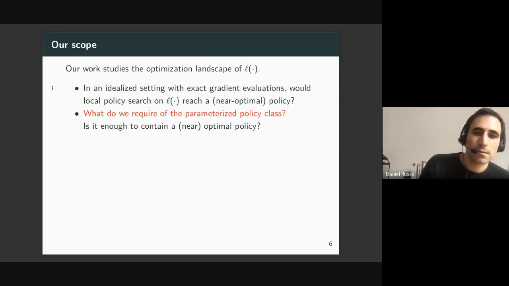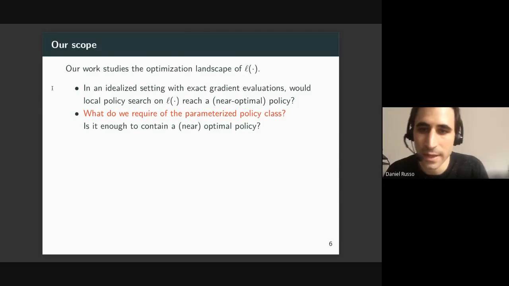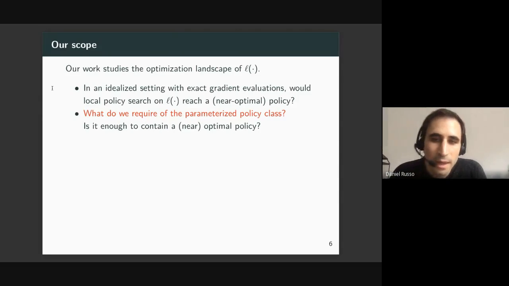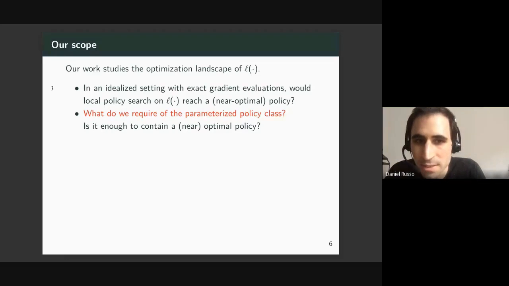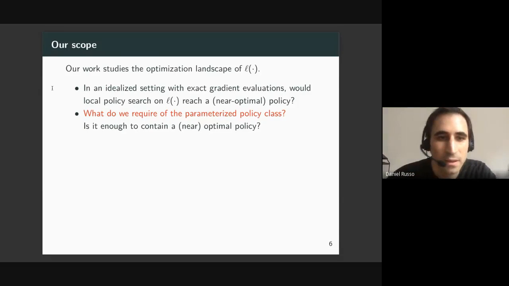Okay, so our scope is really going to focus on the optimization landscape of the loss function L. A benefit of that approach is that it's not algorithm specific. You could think about many different algorithms that you might apply, versions of policy gradient, and in some sense the landscape of L is relevant to all of those cases. At the same time, there's some loss of specificity by doing this.